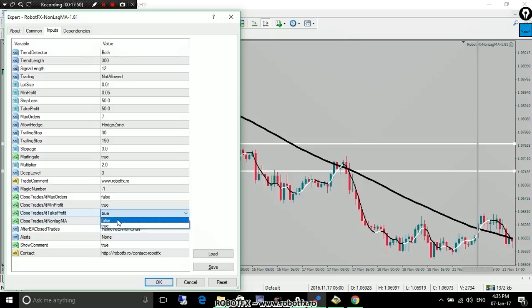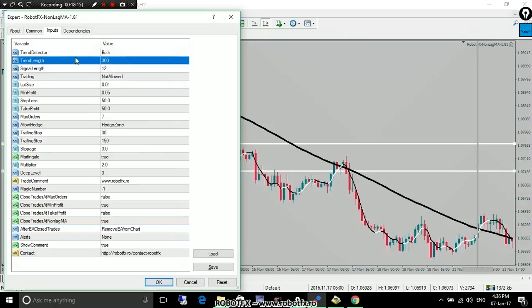Again, find the settings for your style. I don't use it. I just let the profit run while there's a profit, until the price reverses, and I usually close my trade when the non-lag moving average reverses. And I guess this is it about hedging the zone. These are all the settings.